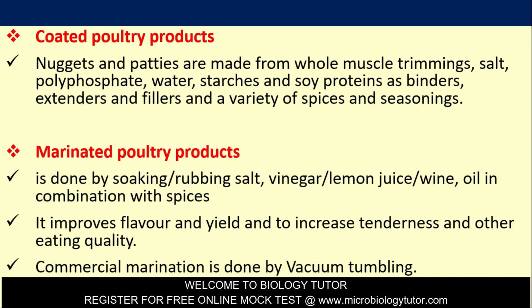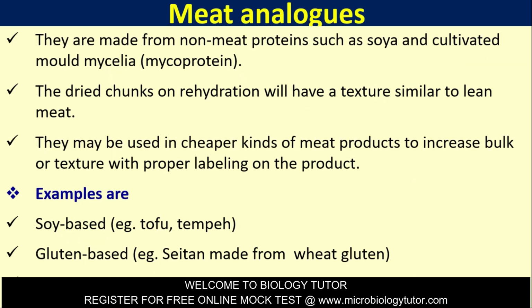turkey. Coated poultry products, nuggets and patties, are made from whole muscle trimmings, salt, polyphosphate, water, starches and soy proteins as binders, extenders and fillers, and a variety of spices and seasonings. Marinated poultry products: it is done by soaking or rubbing salt or vinegar, lemon juice, wine, oil in combination with spices over the product. It improves flavor and yield and increases tenderness and other eating qualities. Commercial marination is done by vacuum tumbling.